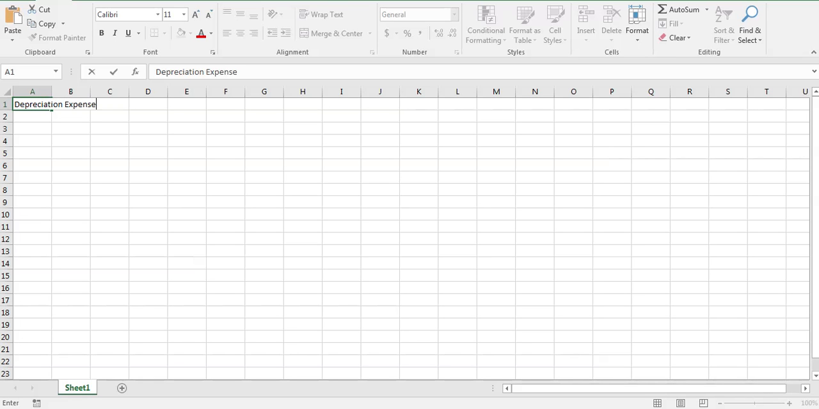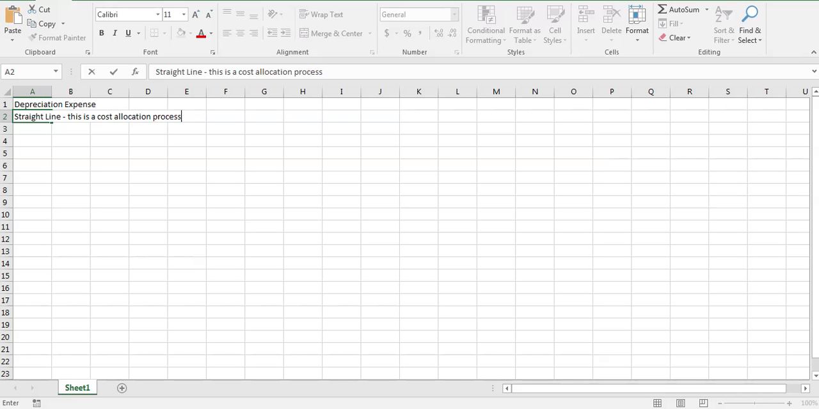Today we are going to be talking about depreciation expense using the straight line method. As you remember in your accounting courses, the straight line method is an allocation of costs. It is not for asset valuation. So it is very important to keep that in mind.